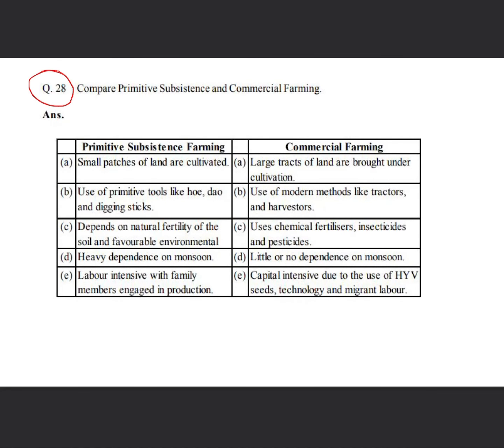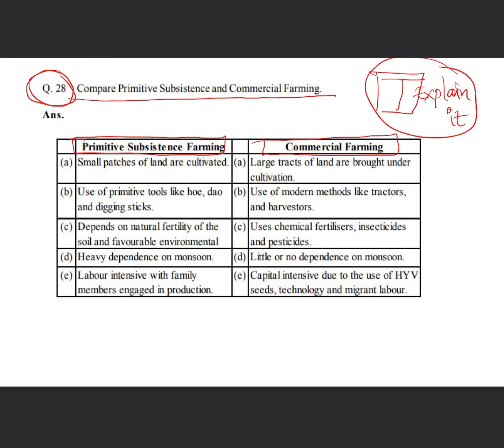Next question, question number 28. Compare primitive subsistence and commercial farming. We will make a T-like structure to explain it. First point. Small patches of land are cultivated in primitive subsistence farming, but in commercial farming, large tracts of land are brought under cultivation.